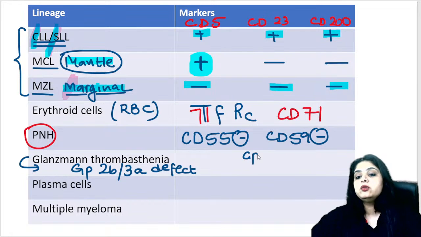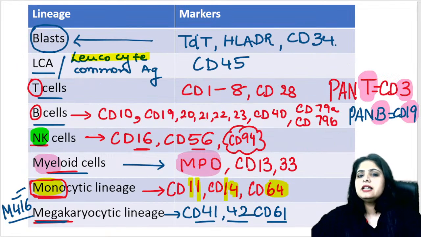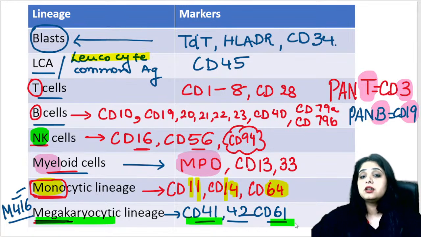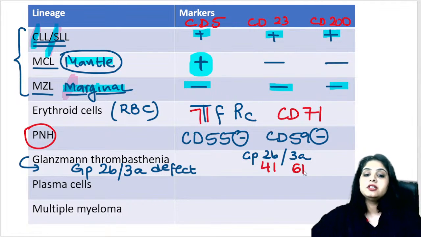Because what is GP2B and 3A? GP2B and 3A, think of platelets, I just told you about platelets. Let me go back. What were the platelet markers? Platelet means the megakaryocyte one, CD41 and CD61. What is 4161? Nothing but GP2B3A. 41 and 61 is nothing but GP2B3A and that will be absent, meaning there is Glanzmann thrombasthenia.